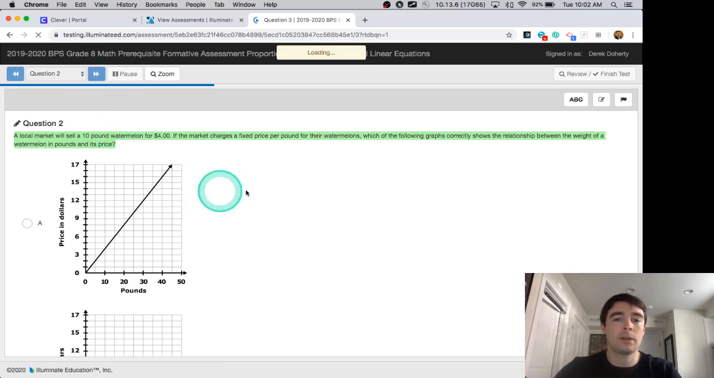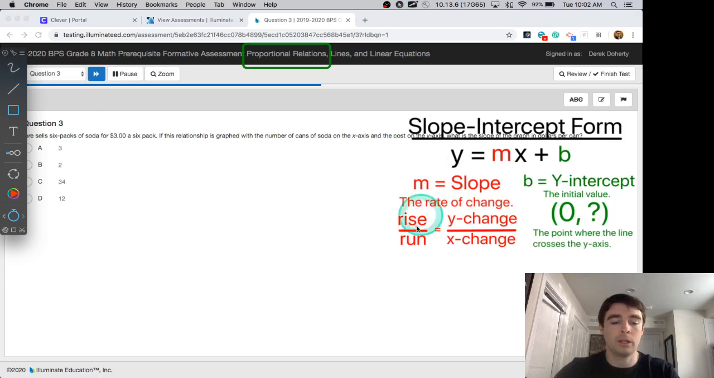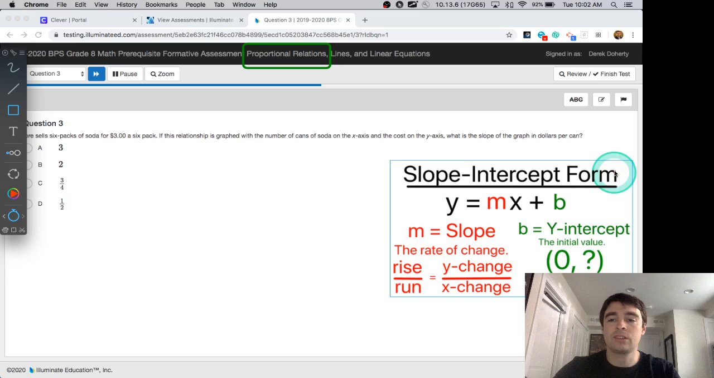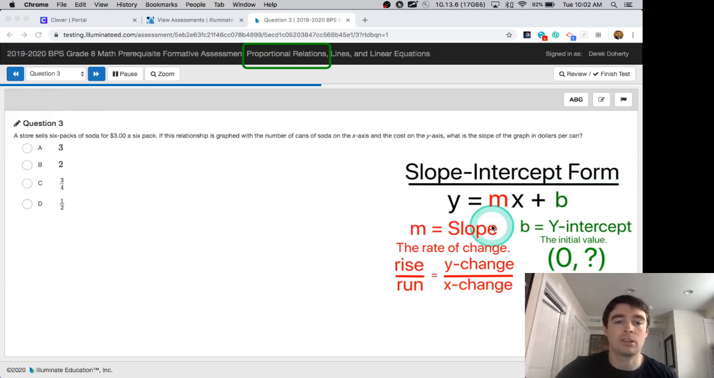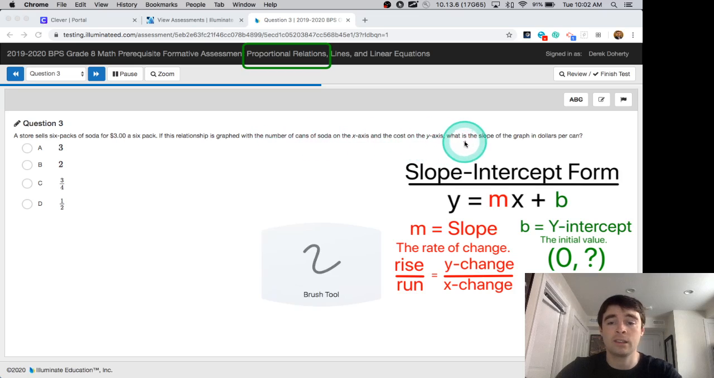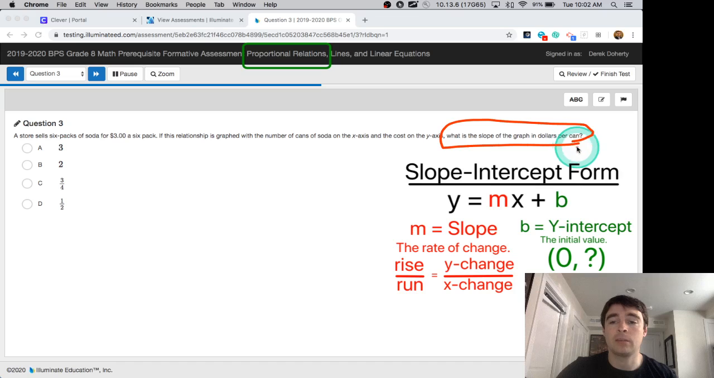For question 3, I'm going to pull my notes back up about slope-intercept, because the last 4 questions are going to be about linear relationships and talk to you either about their slope or y-intercept. For question 3, it's going to be a real-world word problem where they describe to you a store selling soda and how much money they're getting for that soda. They'd say if the relationship is graphed with the number of cans of soda on the x-axis and the cost on the y-axis, what is the slope of the graph in dollars per can?